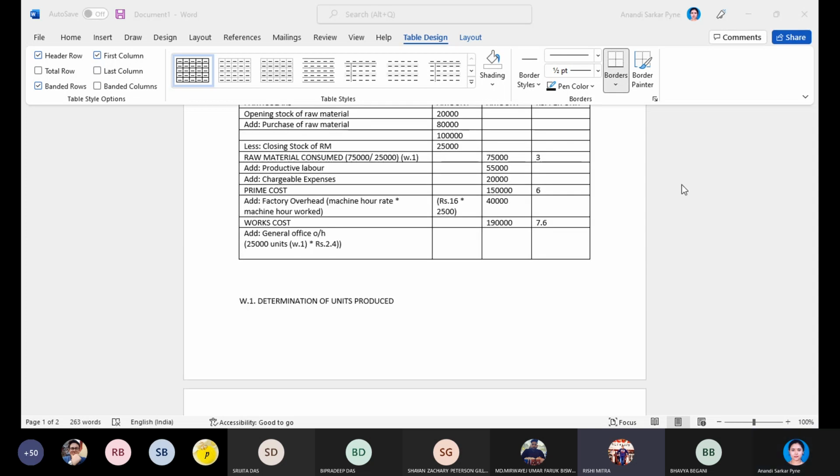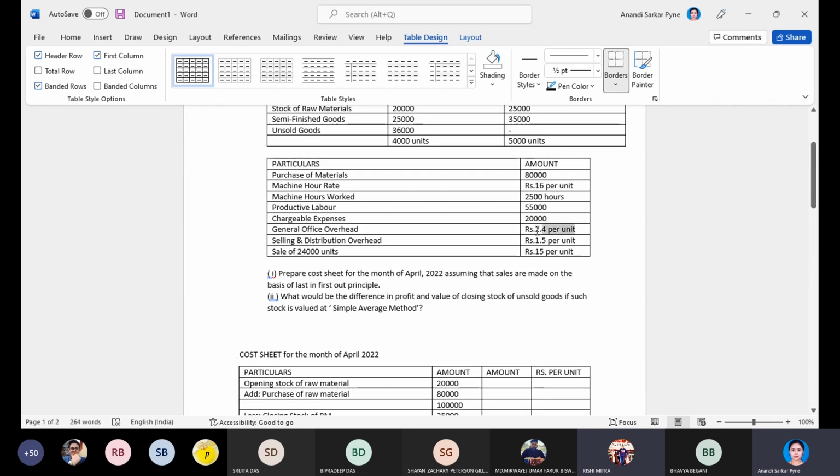25,000. 60,000. Ma'am, will you explain this calculation one more time? I'm getting confused, ma'am. This general office overhead. Yes, general office overhead in the question, as you can see, it is written rupees 2.4 per unit.